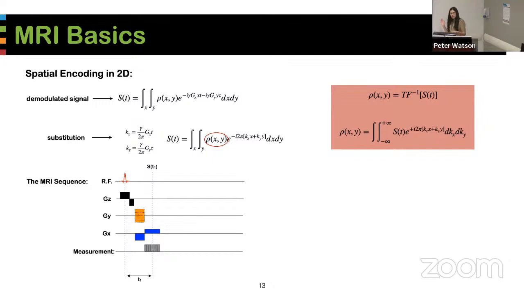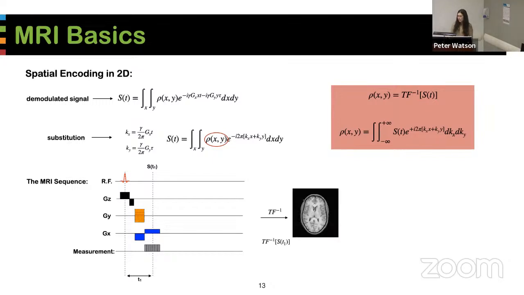Then we turn on some gradients for spatial localization. We turn one on along the z-axis, one along the y-axis, and one along the x-axis. And then after a certain amount of time, we measure a signal. The model for the measured signal is the one that I've shown you up there. We take the inverse Fourier transform of that measured signal, and we get an image.